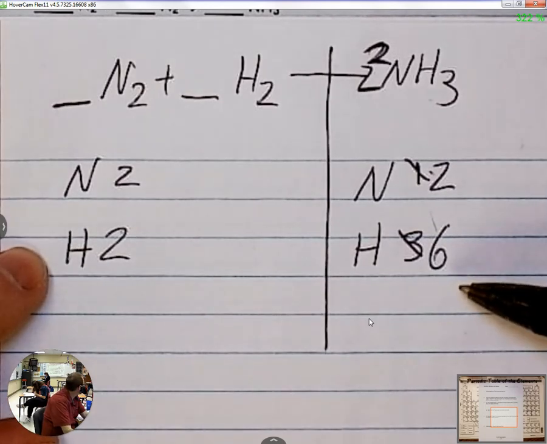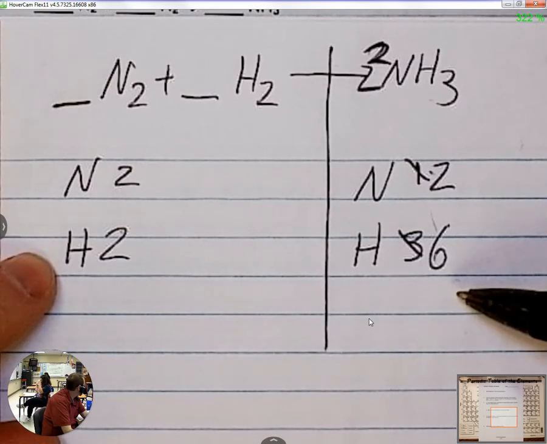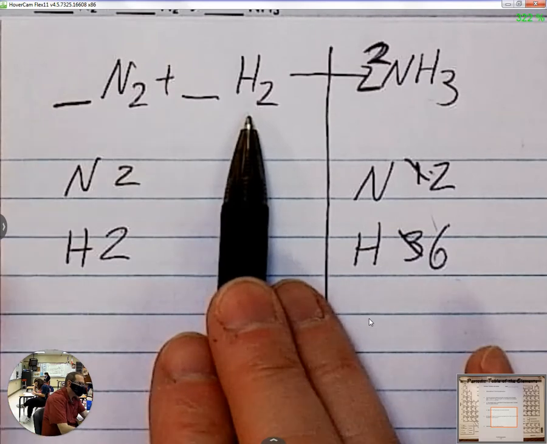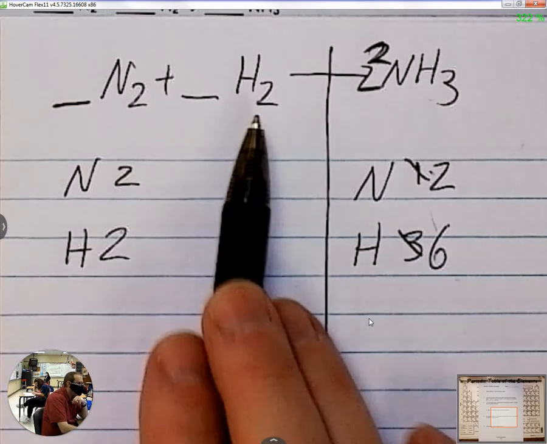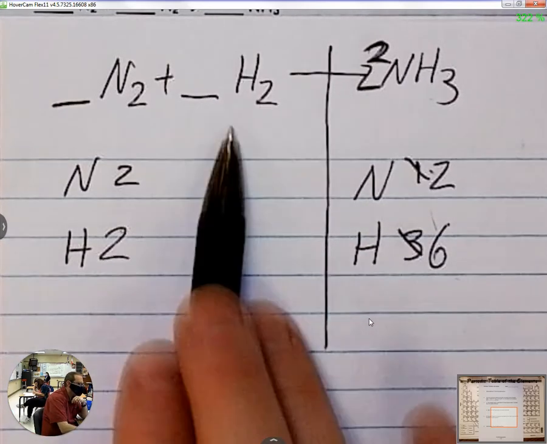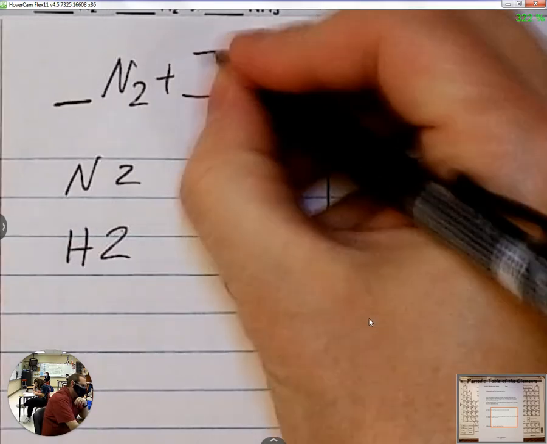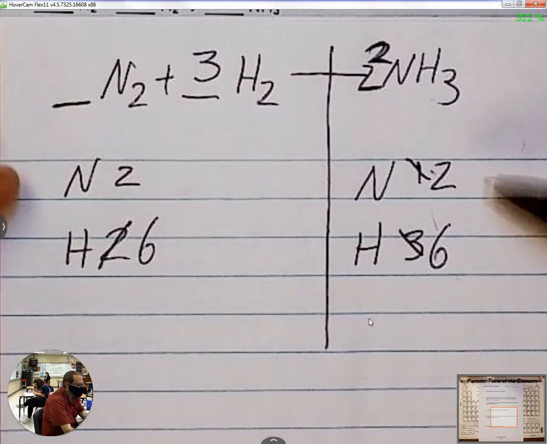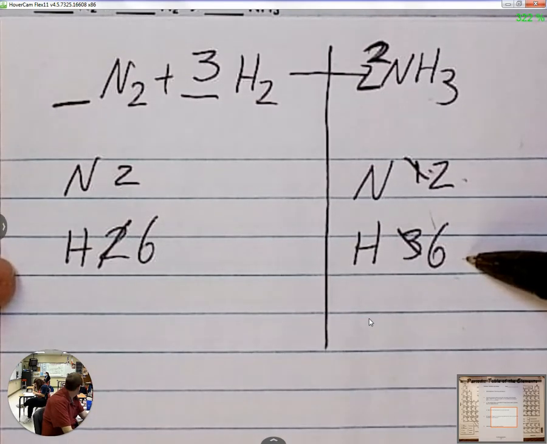I just need to go back and fix my H's. Where do I need more H? Left side or right side? Left side. So I'm going to go find him on the field on the left side. There he is. Looks like he comes in packs of 2. So how many packs of 2 will get me 6? So I put a 3 here. 3 times 2, it's 6. Now I look at my scoreboard. I've got a tie game.